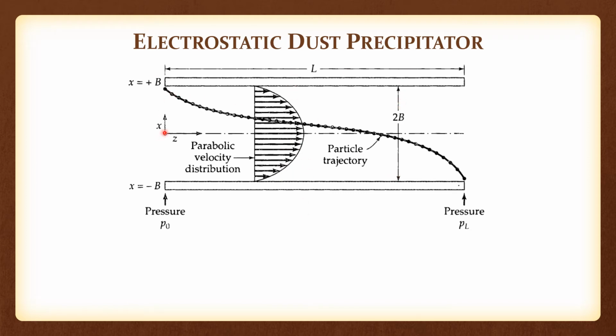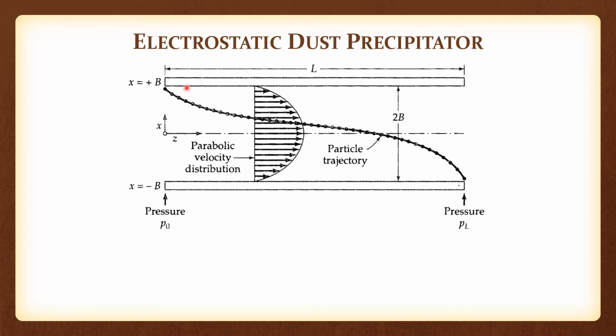So at the entrance, the center of the entrance is the origin point, and this is the x-axis and this is the z-axis. So the top plate is at x equal to plus b and the bottom plate is at x equal to minus b. The pressure at the inlet is P0, the pressure at the outlet is PL. So there is a difference delta P over L that drives the flow along the Z direction.